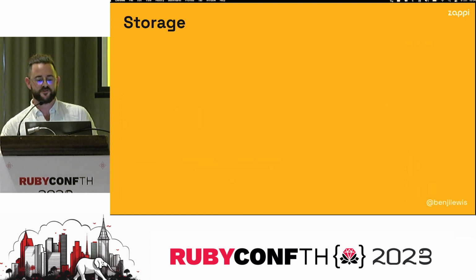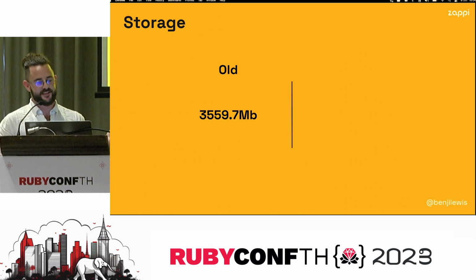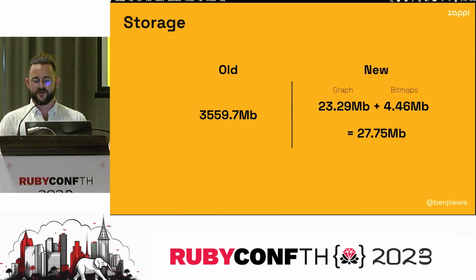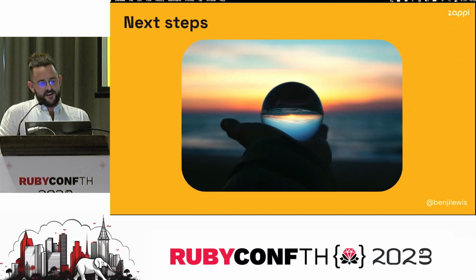To compare the storage benefits of the measure store, I loaded a subset of 40 studies from our existing platform into that SQL database, and they took 3.5 gigs. And then I loaded that same data into the measure store, and the graph came to 23.3 megabytes, and the raw data came up to 4.46. So 28 megabytes for the whole thing. So a 128x compression ratio. So there we have it, the performance characteristics. We were quite happy with how fast it was.